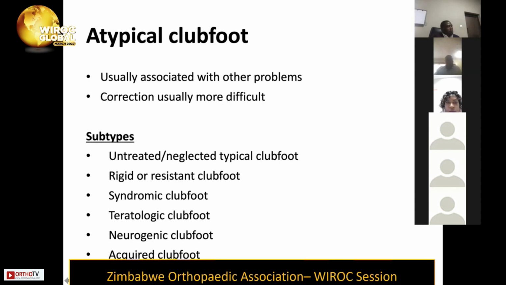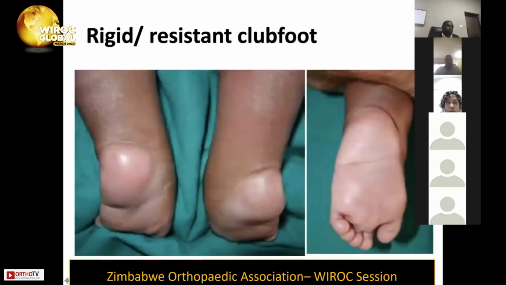And for atypical clubfoot, this one is usually associated with other problems, and correction of this type of clubfoot is usually more difficult. The subtypes of the atypical clubfoot include the untreated or neglected typical clubfoot. So if a patient presents at 2 years with their clubfoot having not been treated, it's usually classified as untreated or neglected. Then a rigid or resistant clubfoot, we shall discuss again. There are slides to discuss some of these, so we can move on to the next one.